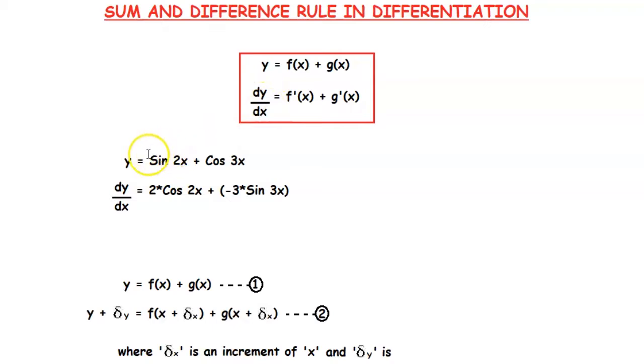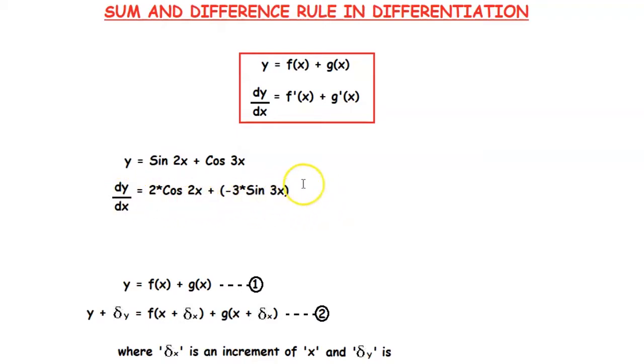For example, if we have a function y equals sine 2x plus cos 3x, then the derivative of this function dy by dx will be equal to first the derivative of sine 2x, that is 2 into cos 2x, plus the derivative of cos 3x, that is minus 3 into sine 3x. This is our final answer. It's just as simple as that, a one-line answer.